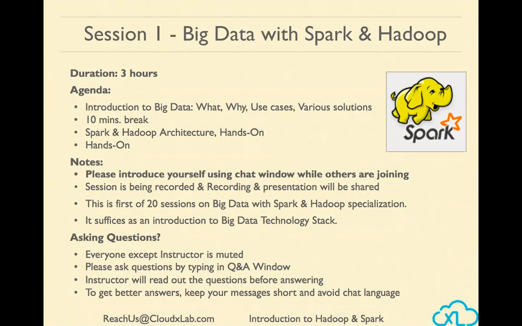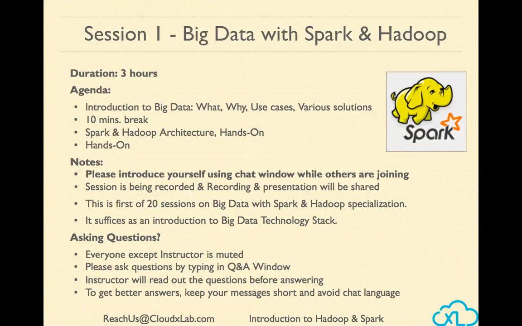The session is going to be for 3 hours with a 10 minute break in between. In the second half, I'm going to cover the Spark and Hadoop architecture. And then we will do a hands-on if the time permits.